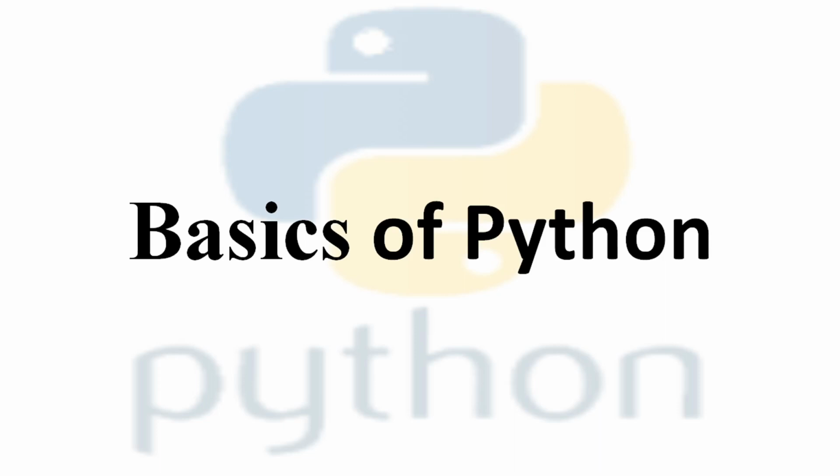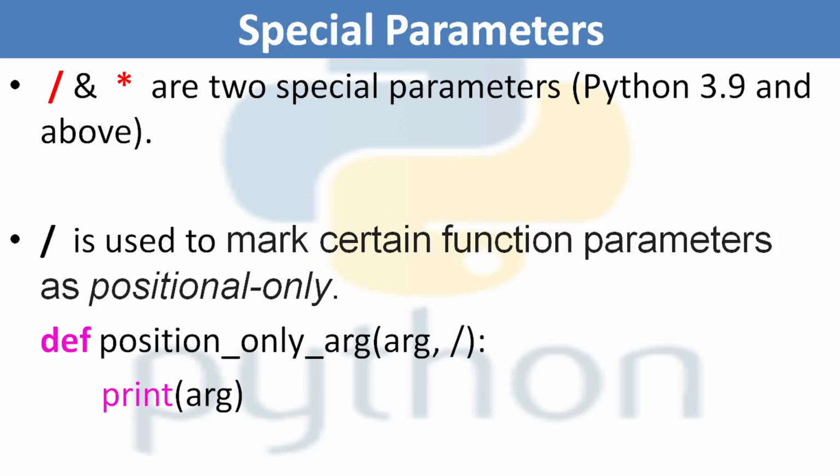So to achieve this, we have special parameters forward slash and star in the function, available from Python 3.9 and higher versions. Forward slash is used to mark certain function parameters as positional only.